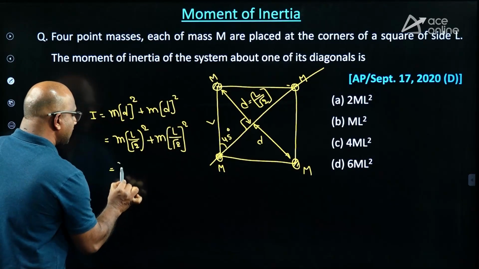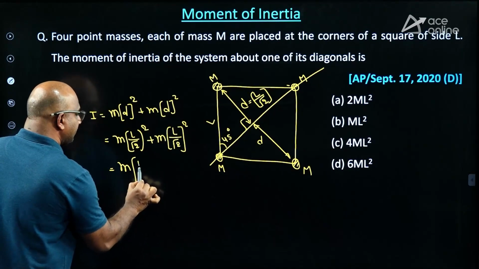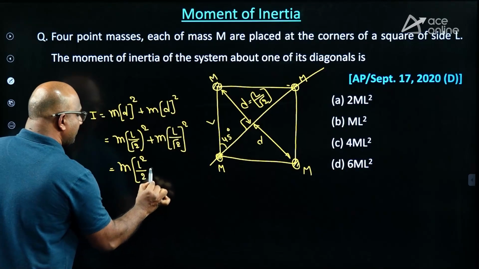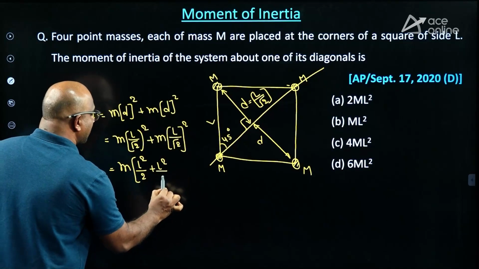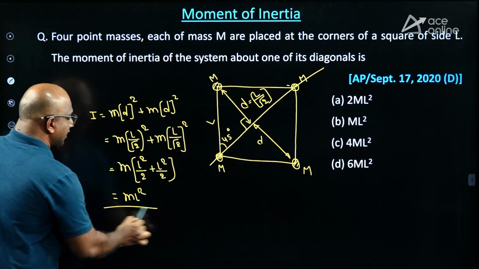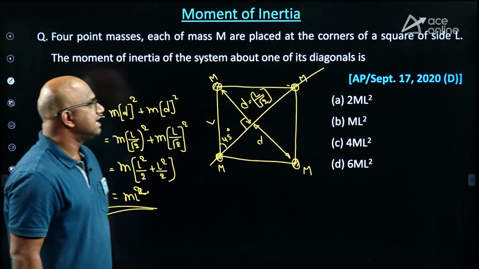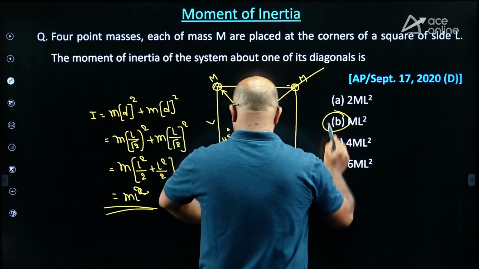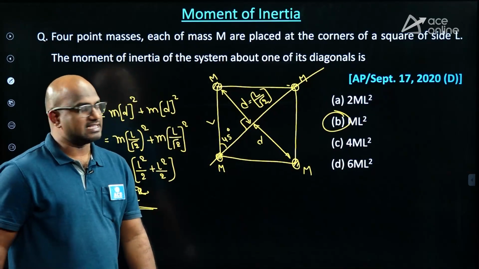Please observe carefully. Take m common, guys. I am going to get L square by 2 plus L square by 2. How much is coming? m L square itself. So the right answer here is option B, guys. Option B is the right answer.